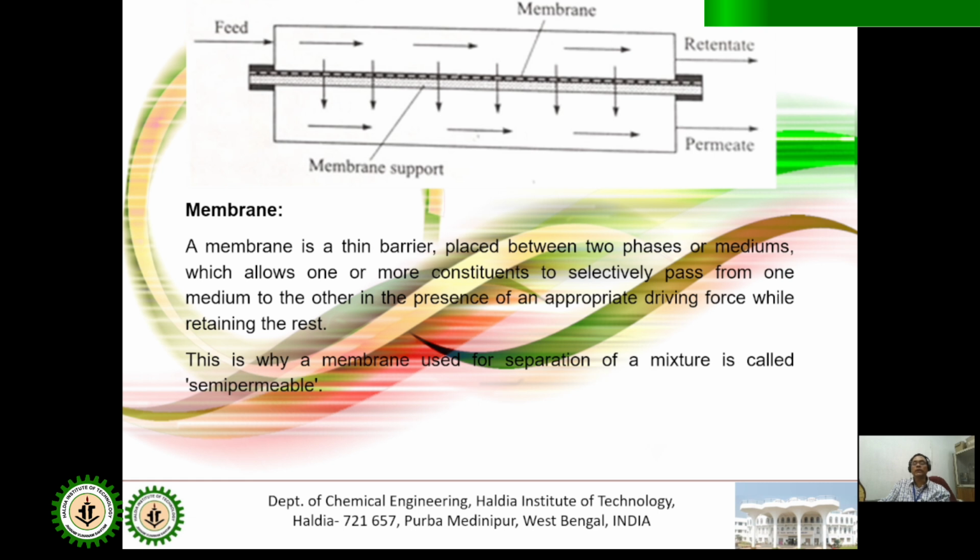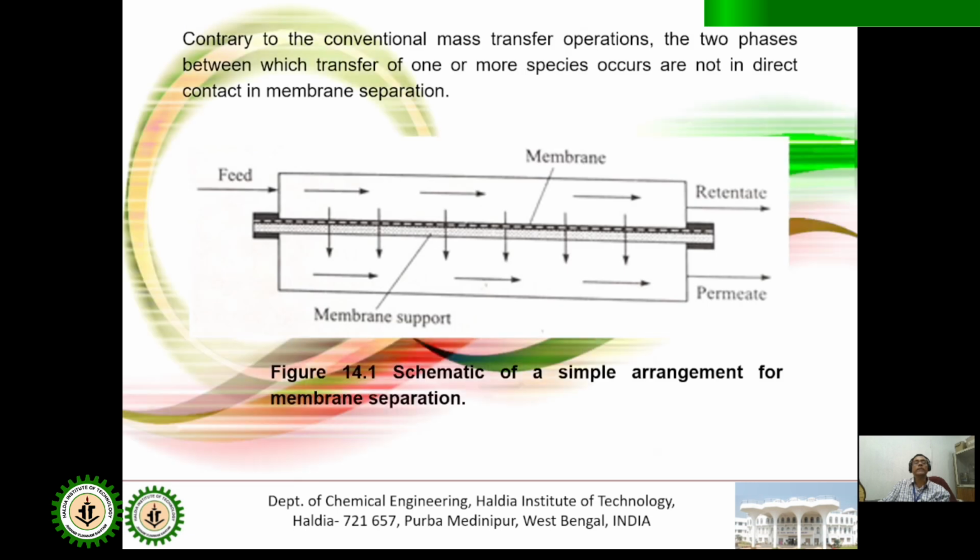So that the water or filtrate is very pure and definitely has a smaller molecular size. This is why a membrane is used for the separation of a mixture. That's what is called semi-permeable, meaning it only allows one of the constituents from the mixture to permeate. That's why it is semi-permeable.